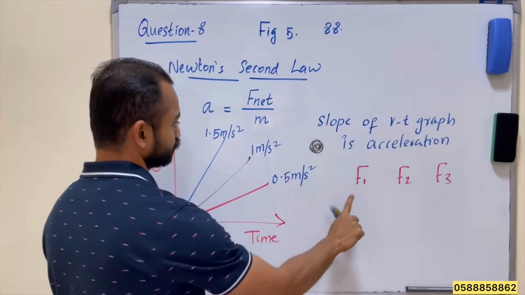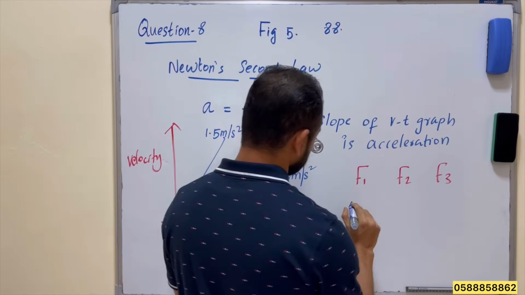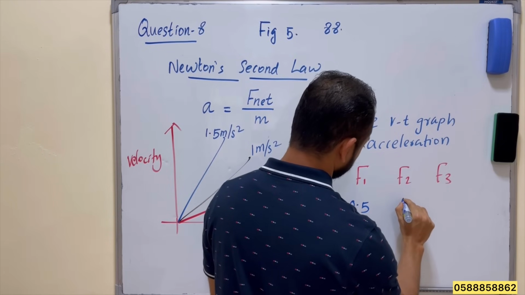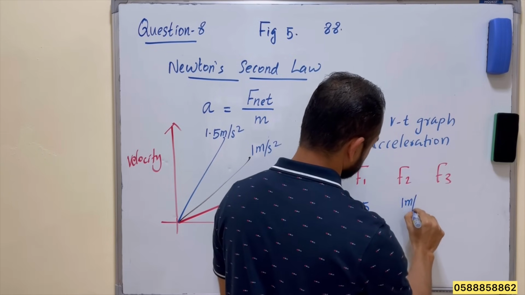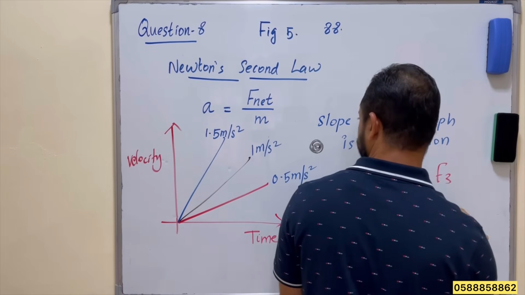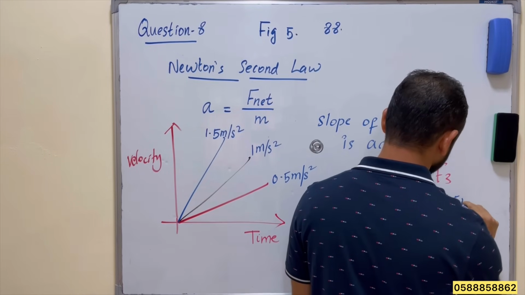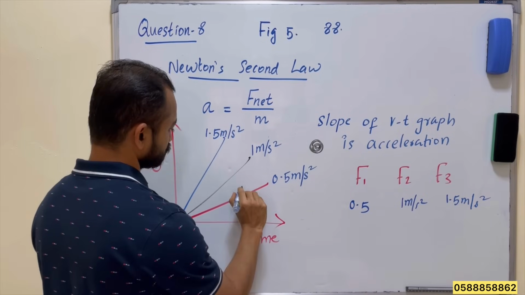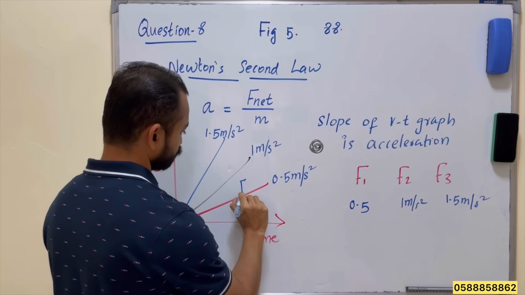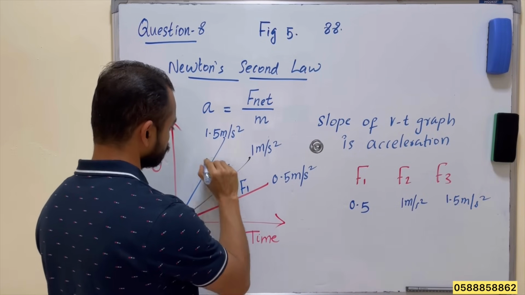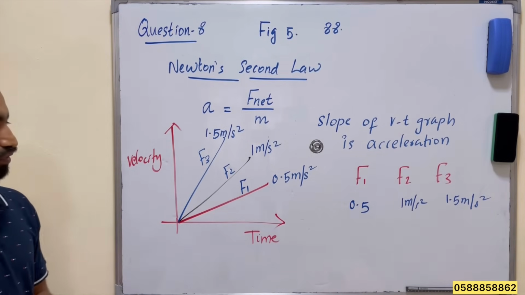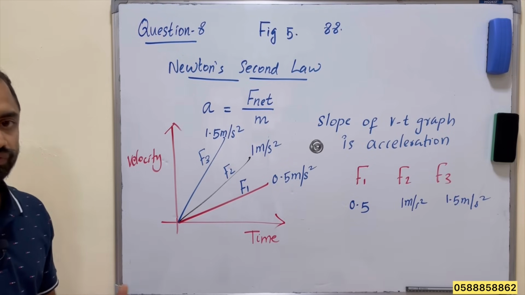For example, when you apply F1, its acceleration is 0.5. When you apply F2, its acceleration is 1 meter per second squared. When you apply F3, its acceleration is 1.5 meter per second squared. So it's given like this. This graph is for F1, this graph is for F2, this graph is for F3. Which graph represents the greatest force?